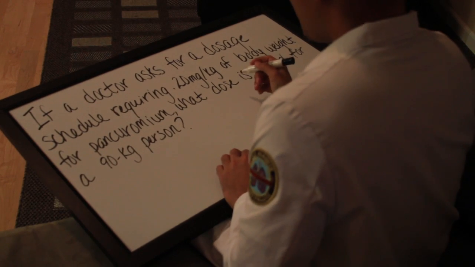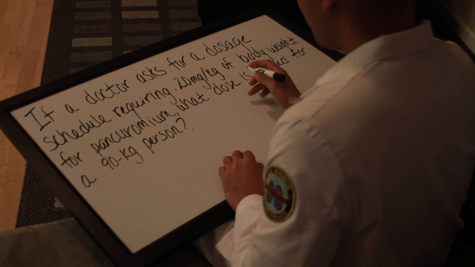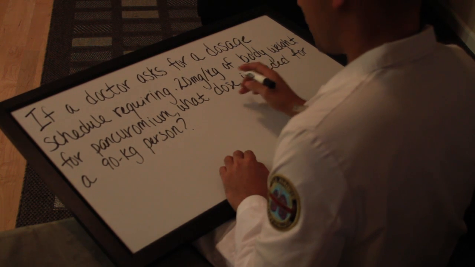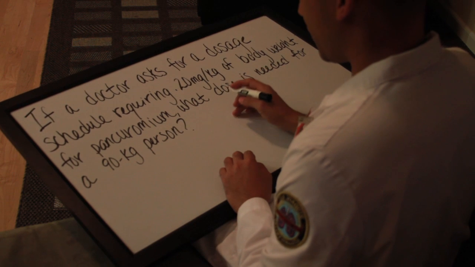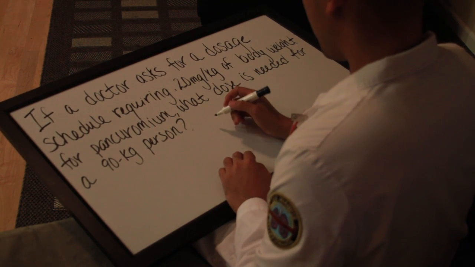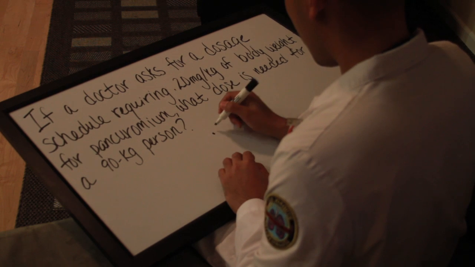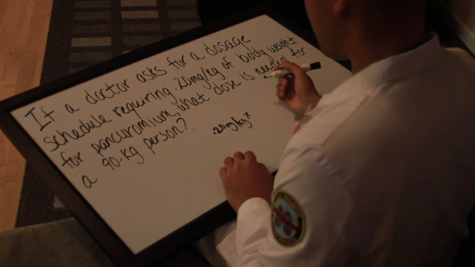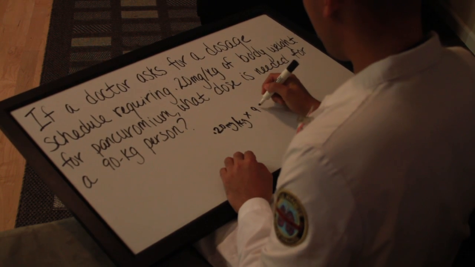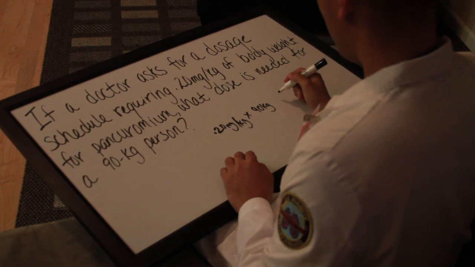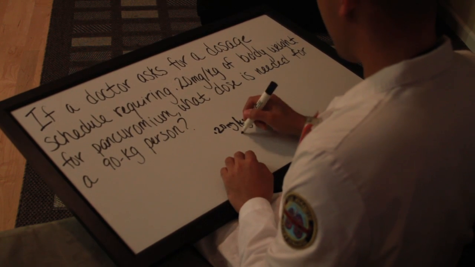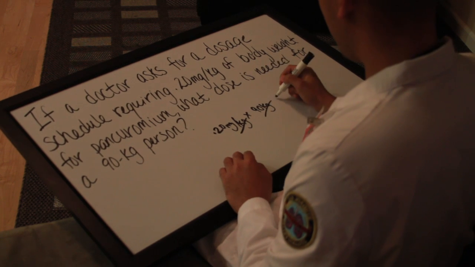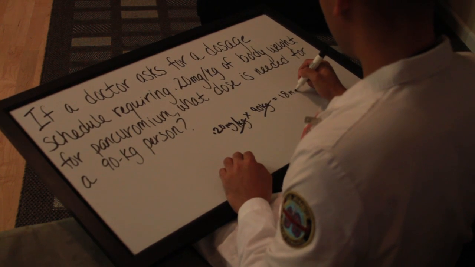Mr. Thatch, can we please have a calculation on a paralytic? Here's an example for a paralytic. If a doctor asks for a dosage schedule requiring 0.20 milligrams per kilogram of body weight for Pancuronium, what dose is needed for a 90 kilogram person? So we're just going to take 0.20 milligrams over kilograms. We're going to multiply it by the person's body weight, which is 90 kilograms. So the kilograms cancel out and you just multiply across, which equals 18 milligrams.